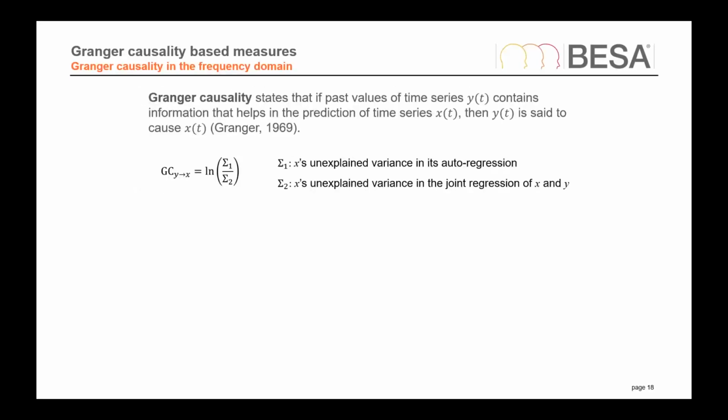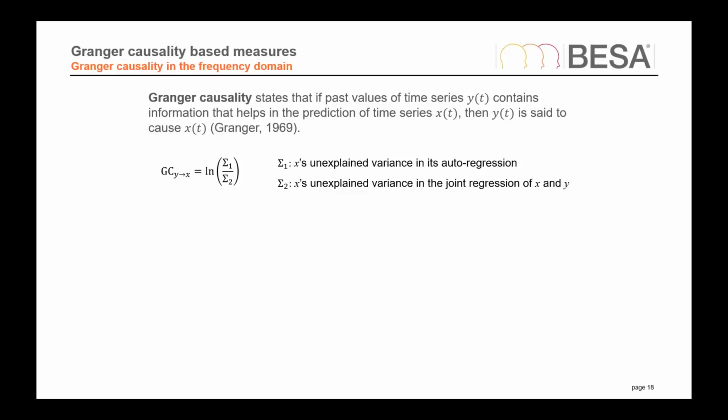And after all these phase-based connectivity measures, we also have a class that we call the Granger causality-based measures, which are a little bit different. So Granger causality states that if past values of time series y of t contains information that helps in the prediction of time series x of t, then y of t is said to cause x of t.